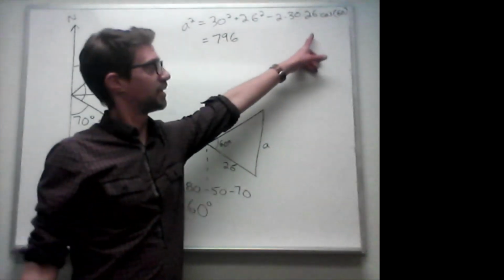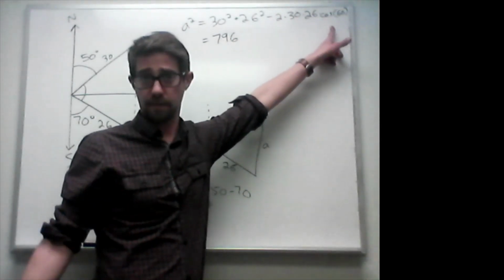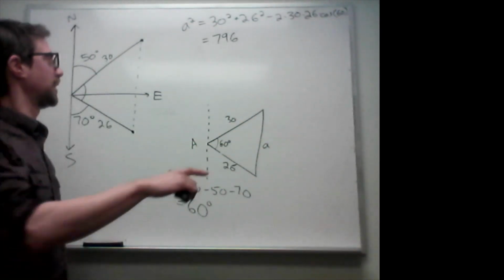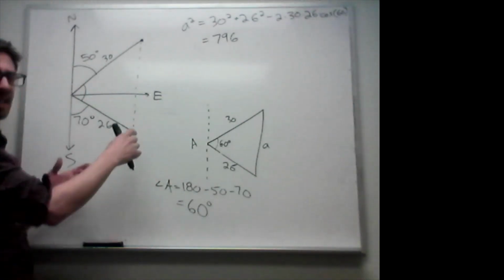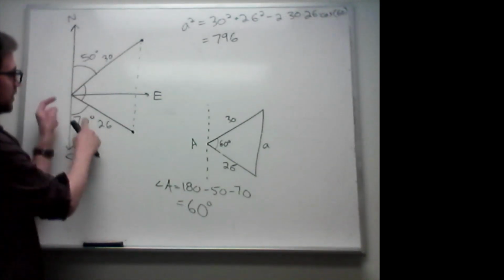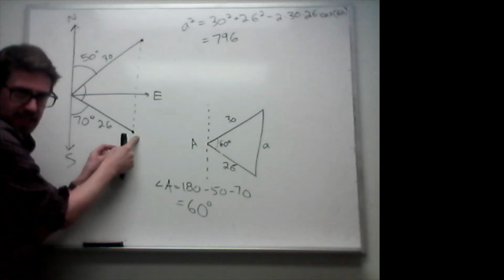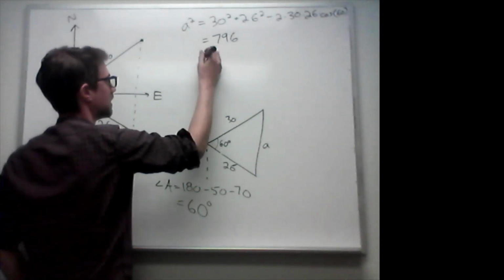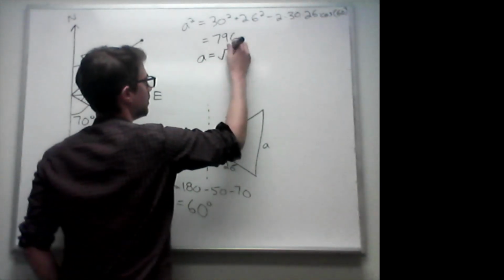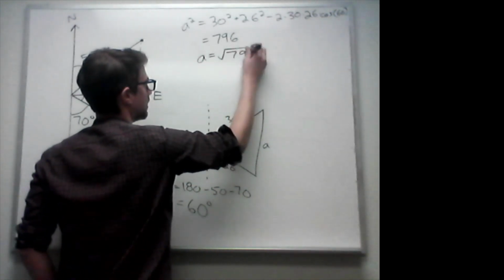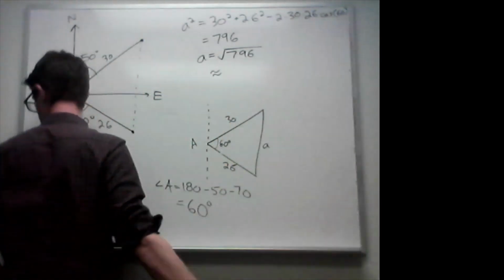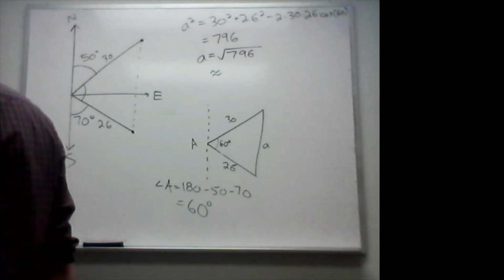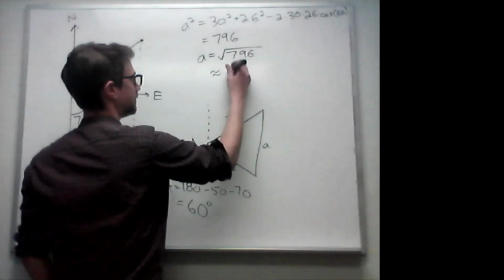Why would that happen? Because the cosine of 60 degrees is actually 1/2. So that works out. And then don't forget you're not done. And again, I would hope that you would think, okay, if this is 30 miles and this is 26 miles, this isn't 796 miles, right? That's too big. So A is the square root of 796, which is about 28.21 miles.